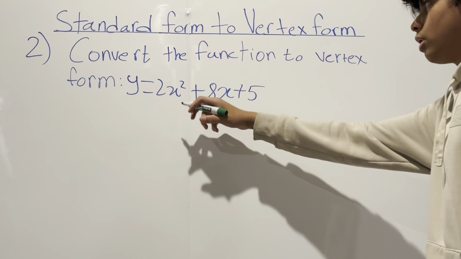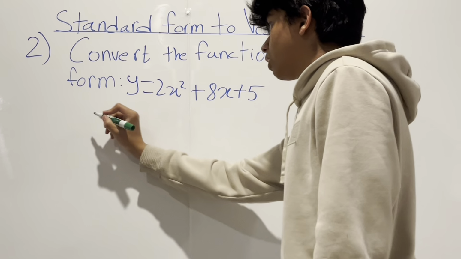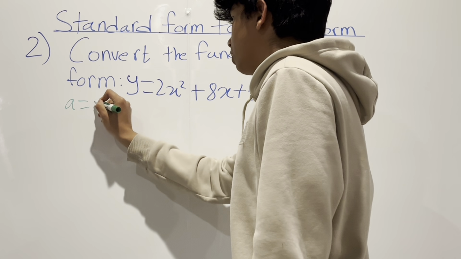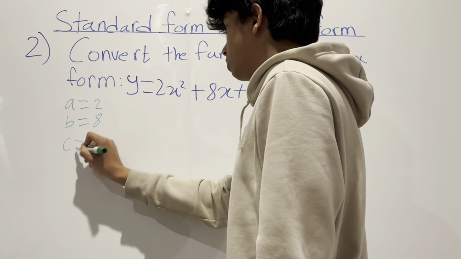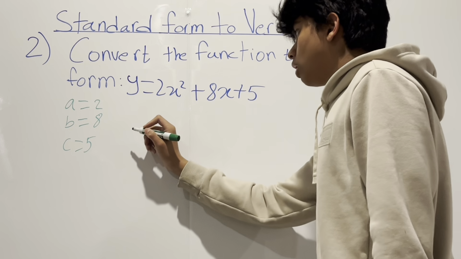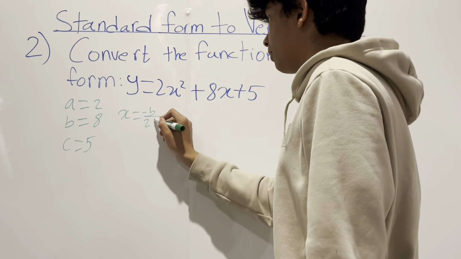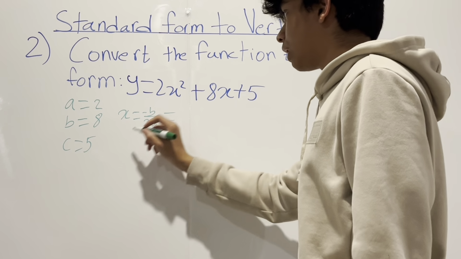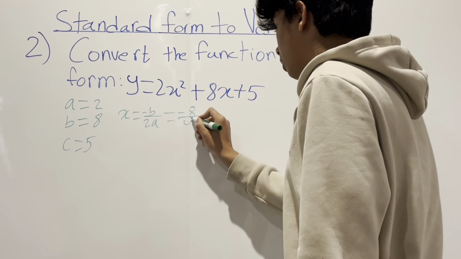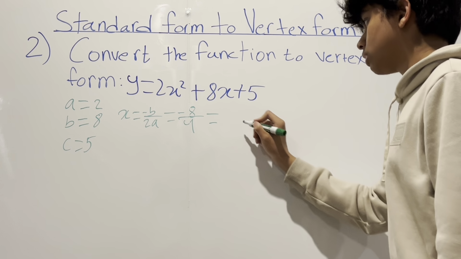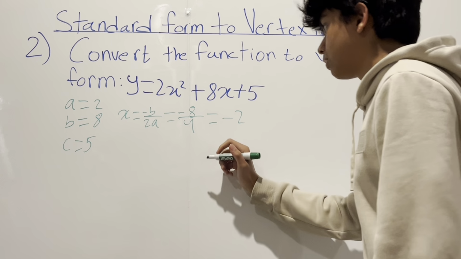Question 2, we have y equals 2x squared plus 8x plus 5. Let's label our variables again: a equals 2, b equals 8, and c equals 5. Now let's use our axis of symmetry formula, x equals negative b over 2a, and plug in our values. Negative b is negative 8, divided by 2 times a, which is 4. Negative 8 over 4 is negative 2. So this is the x coordinate of our vertex, our axis of symmetry.